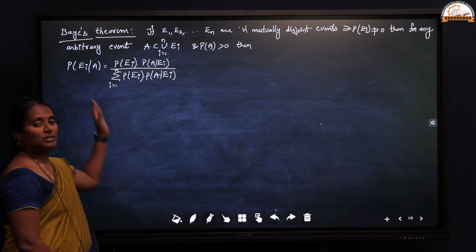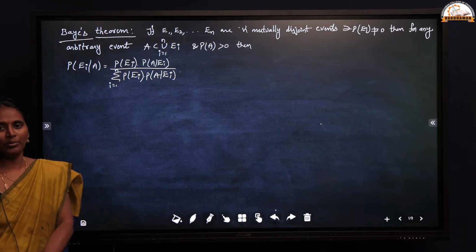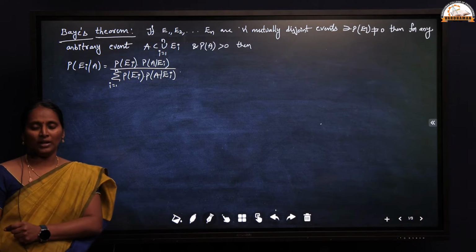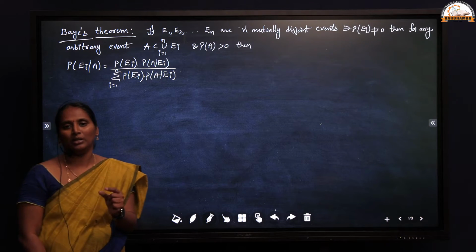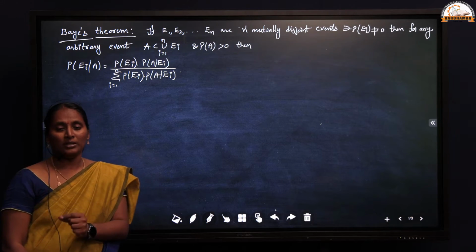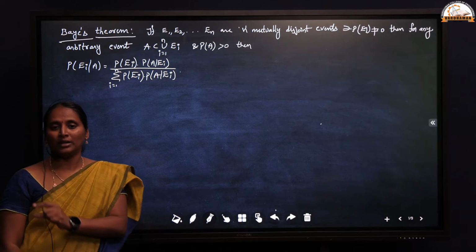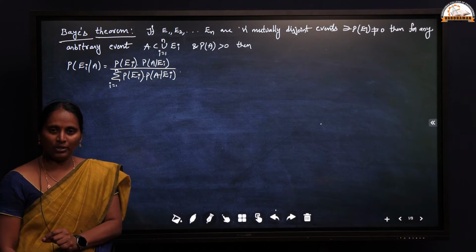So now, in the last video we learned the definition of conditional probability. The conditional probability of an event A means that the event B has already happened. So the event that has happened, we write in the denominator, as we observed in the last video.